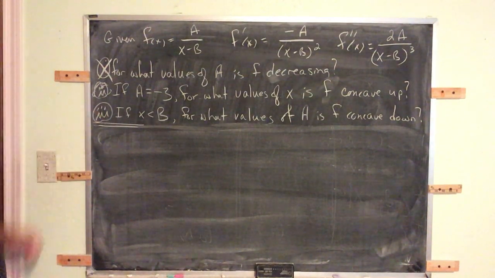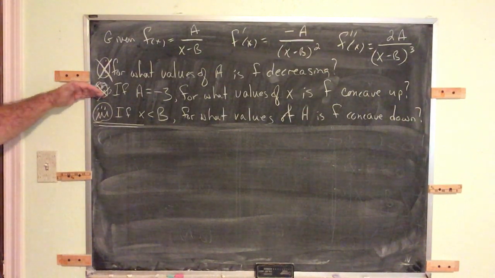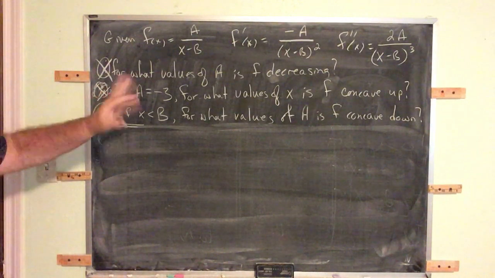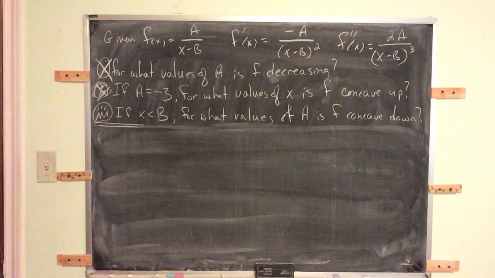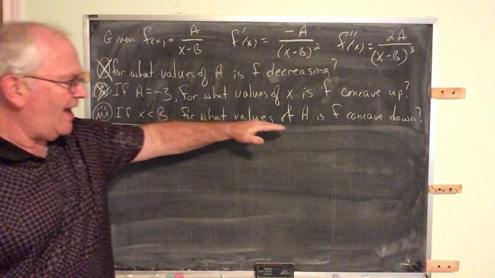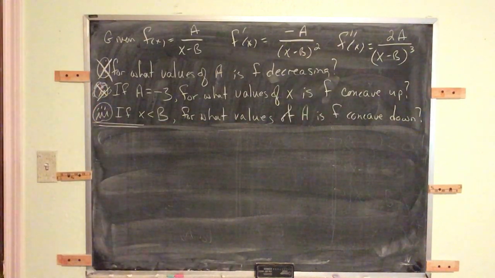All right, let's approach problem number 3. We just finished off number 2. Number 3 is going to be very similar to the second one, but we're given a little bit different and asked to solve for something different. Here we're given if x is less than b, for what values of a is f concave down?